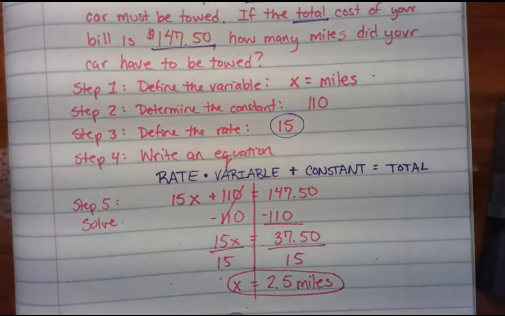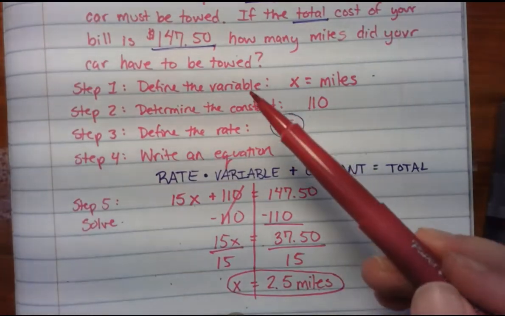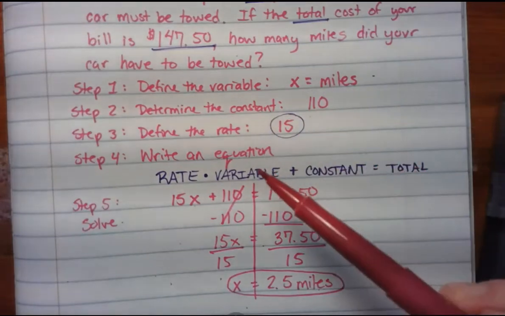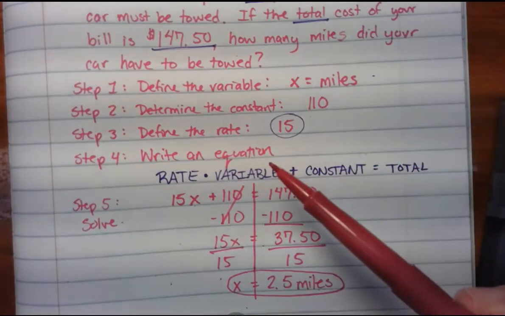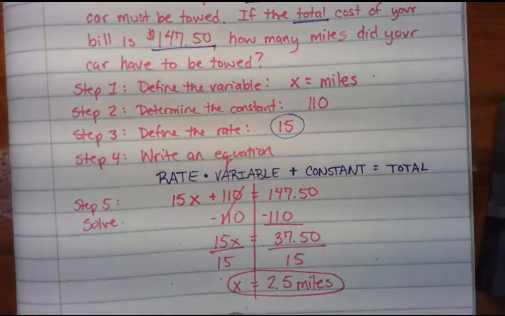When you're practicing in this particular topic, you're going to have to be able to define, of course, the variable, the constant, and the rate. That's going to be part of your practice. You're also going to practice writing these equations and then, of course, solving them. So there's really 5 sort of steps that we have to do here.